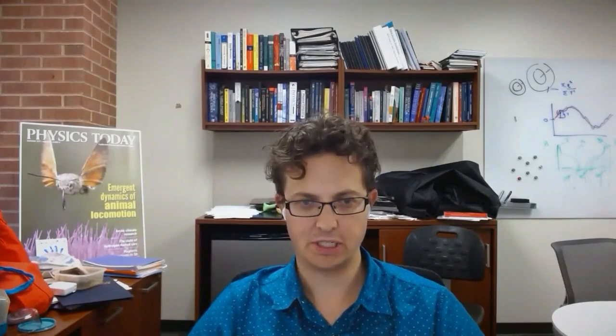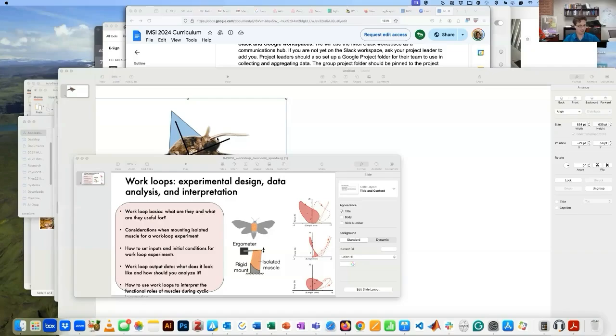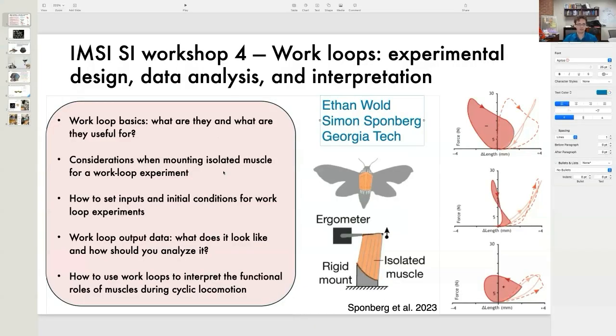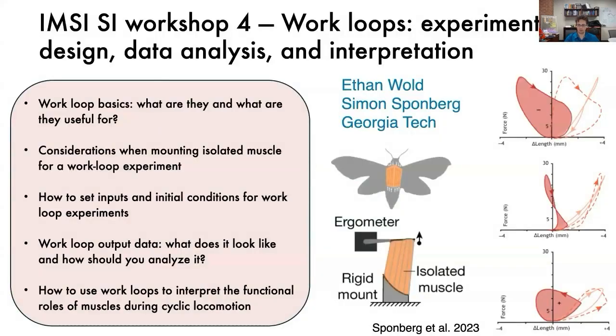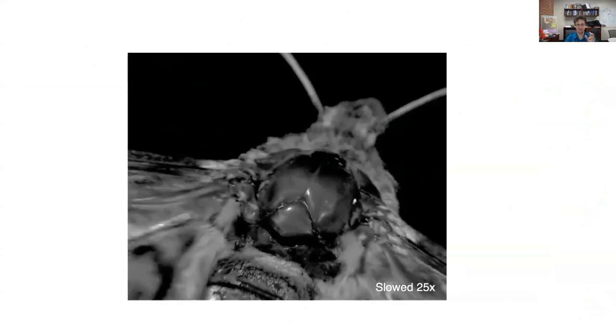Okay, now I'm just going to give you the orientation slides for Ethan's demo here. What Ethan is going to show you next is the work loop from a moth. We're going to use the power muscles that power the wing stroke. And it's actually very nice in a moth.